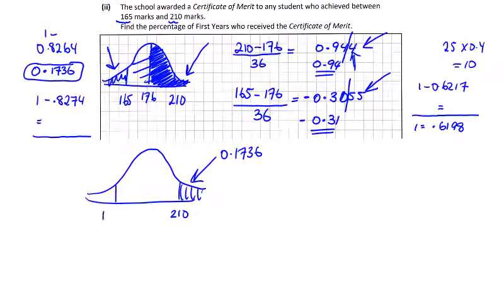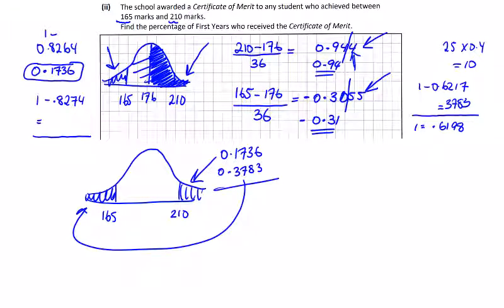And down this end with a score of 165, this tail is going to be 1 minus 0.6217, which is going to be 0.3783. 0.3783 is going to be this one. And if we add those two together, we're going to get 0.5519. So that's the two tails.